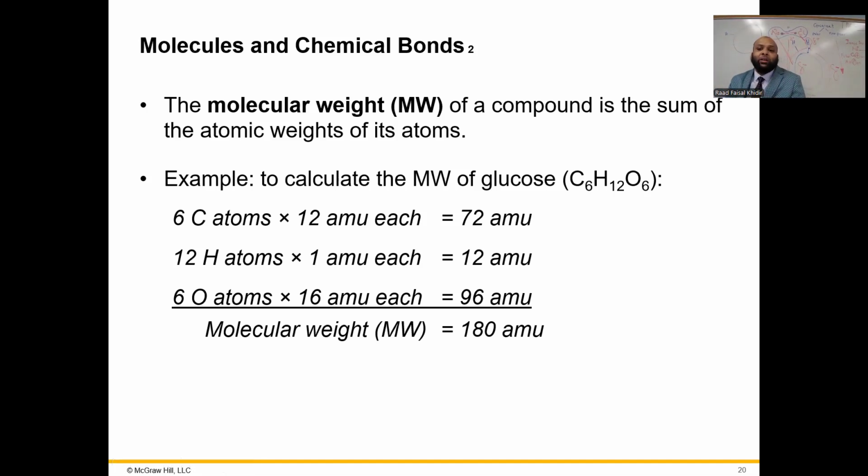So as you see here, to calculate the molecular weight, I multiply the number of carbon atoms by the mass, and the mass is the atomic mass unit, and the hydrogens by the 1 atomic mass, because we already know that hydrogen has an atomic number of 1, and oxygen has 16 atomic mass units. So you multiply by 6, then you add up everything together to get 180.